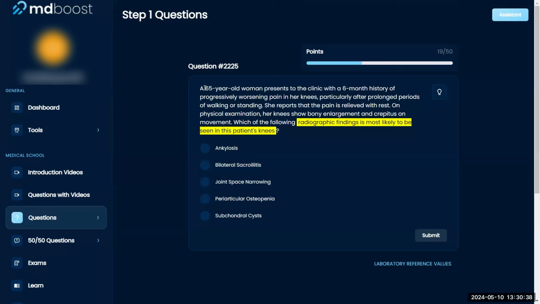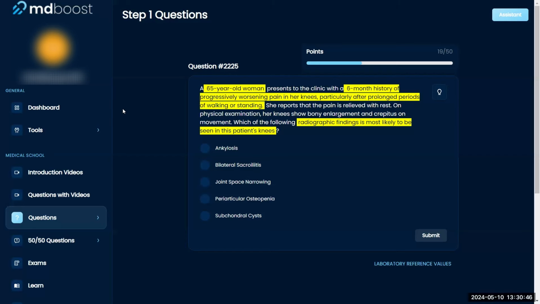A 65-year-old woman presents to the clinic with a 6-month history of progressively worsening pain in her knees, particularly after prolonged periods of walking or standing. She reports that the pain is relieved with rest. On physical examination, her knees show bony enlargements with crepitus on movement. Which of the following radiographic findings is most likely to be seen in this patient's knees?